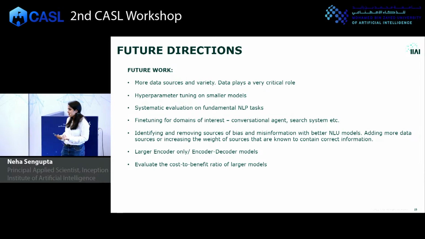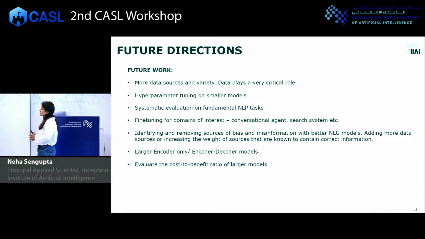Then we want to improve our NLU models to identify and remove the sources of bias and misinformation with greater accuracy. One more point here: we also want to add some degree of control to the generation that is happening with this model.